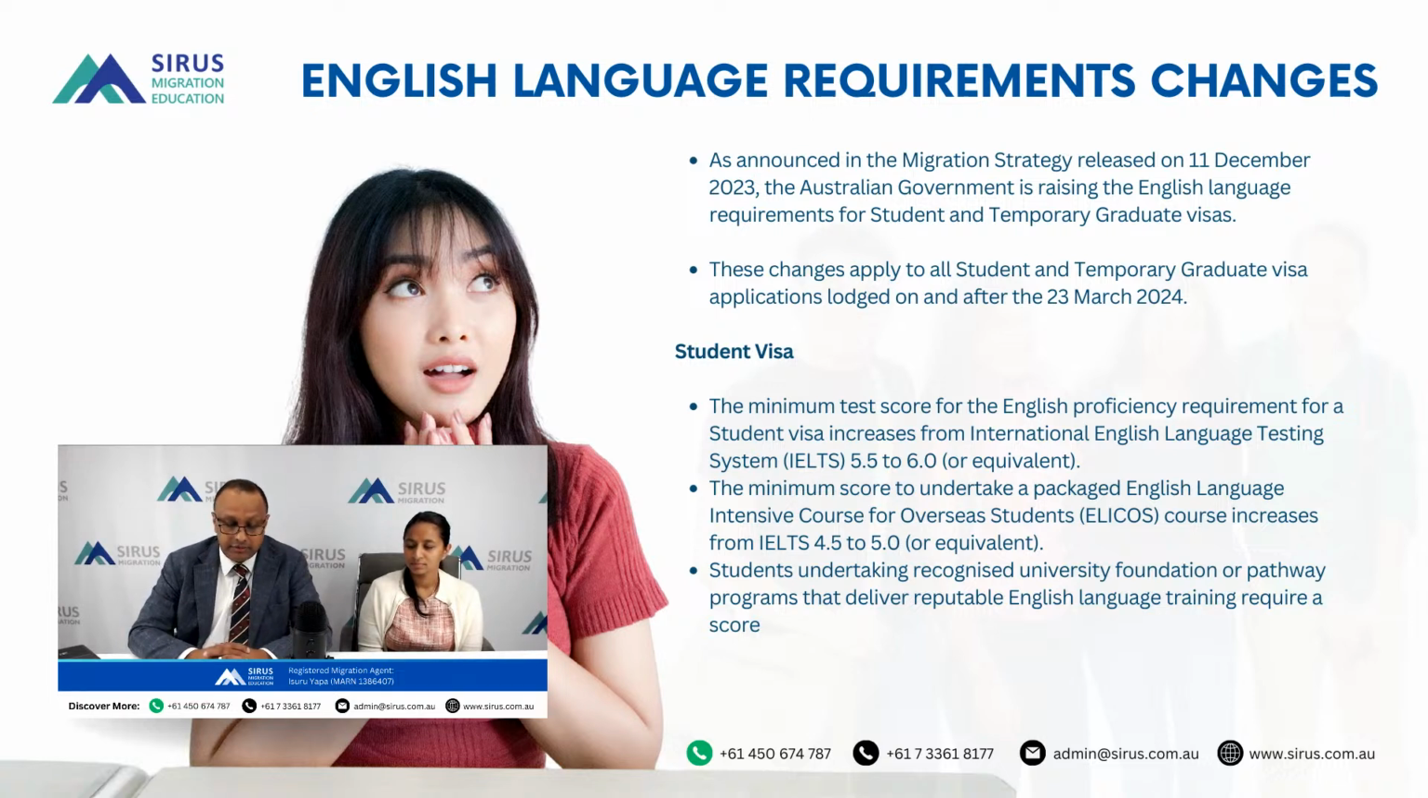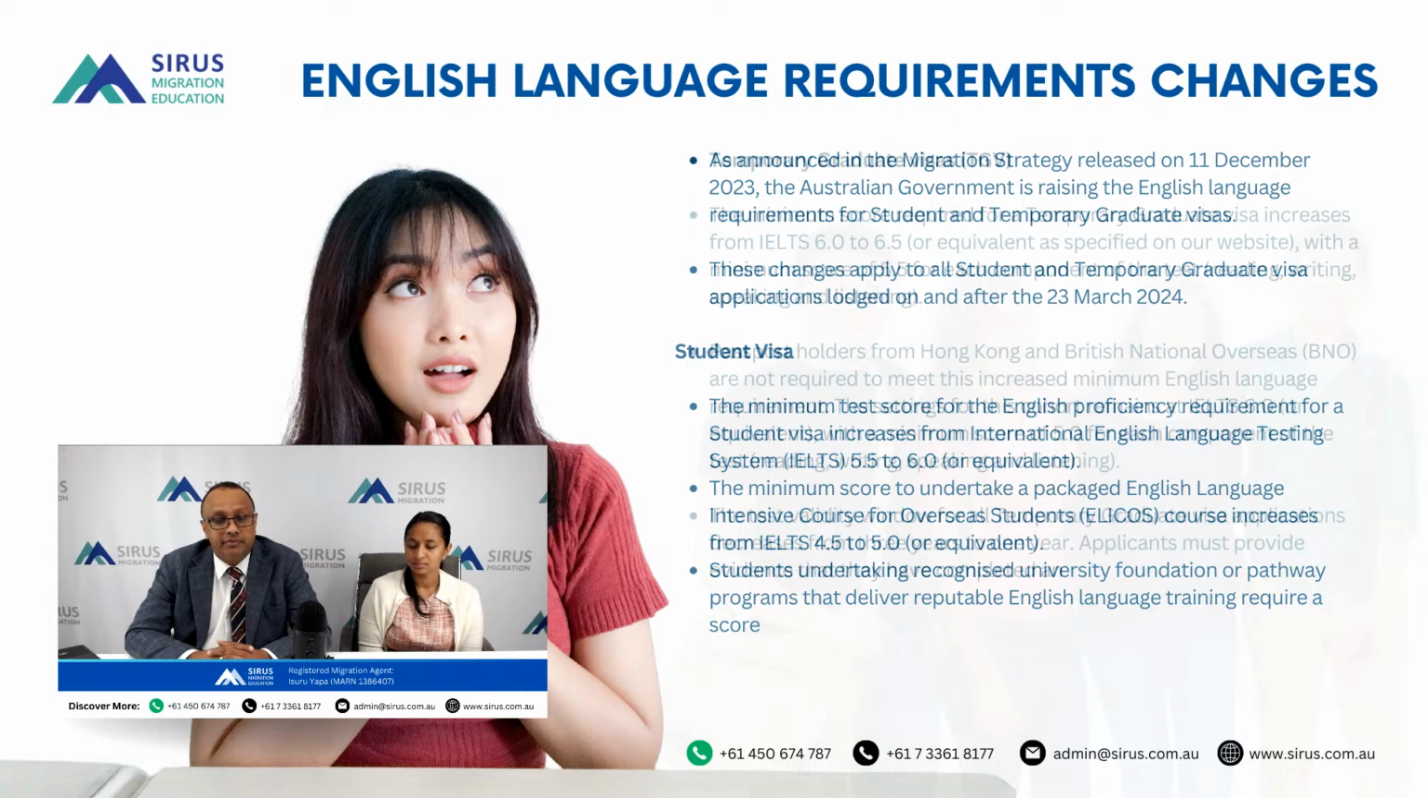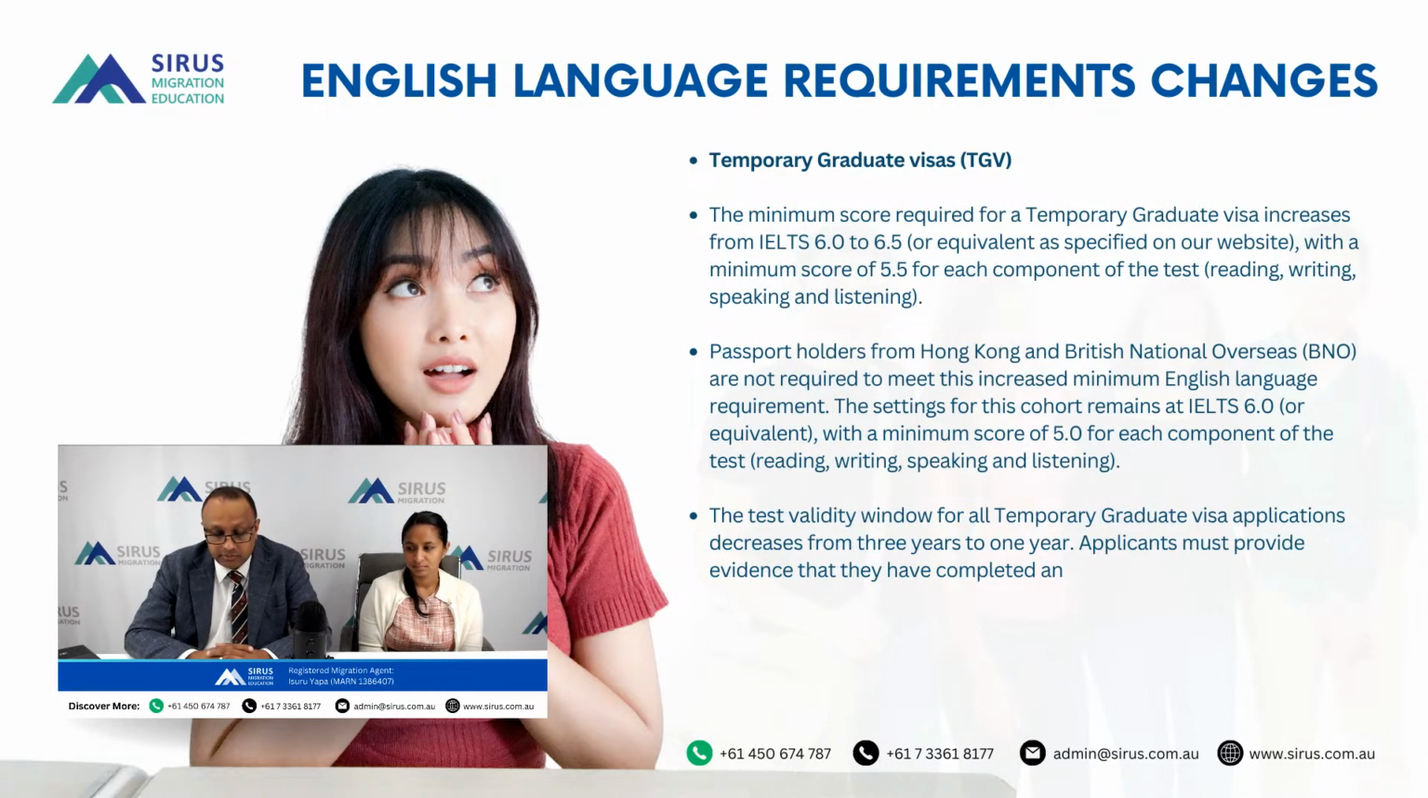So the foundation program remains as 5.5 actually, right? Yeah. And on top of that, for the TGV, temporary graduate visa, the requirement has gone up from overall band of 6 to 6.5, and the sub scores have gone up from 5.5 to 6. Yeah. But this doesn't affect the Hong Kong passport holders, where they have the special arrangements where they get the 5-year visa. Those people are not affected by this new increase in English points.